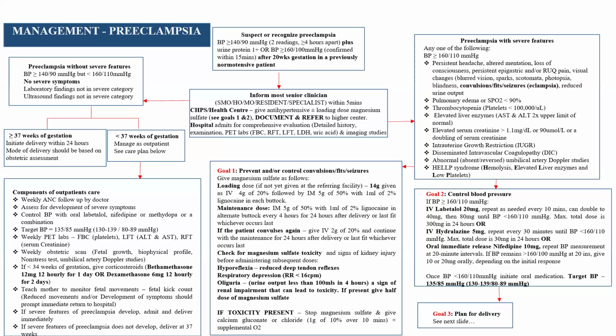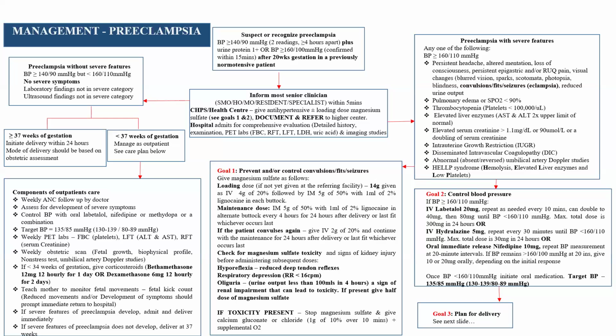you see that there's thrombocytopenia, platelet count less than 100,000 per microliter, there's elevated liver enzymes, AST and ALT levels twice the upper limits of normal, or there's elevated creatinine levels, which is more than 1.1 milligram per deciliter or 90 micromole per liter, or a doubling of serum creatinine, or there's evidence of intrauterine growth restriction, or there's evidence of DIC, or abnormal umbilical artery Doppler studies, or there's HELLP syndrome, then these patients fall under preeclampsia with severe features.